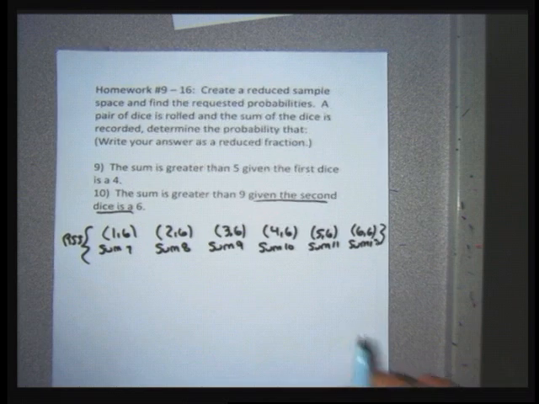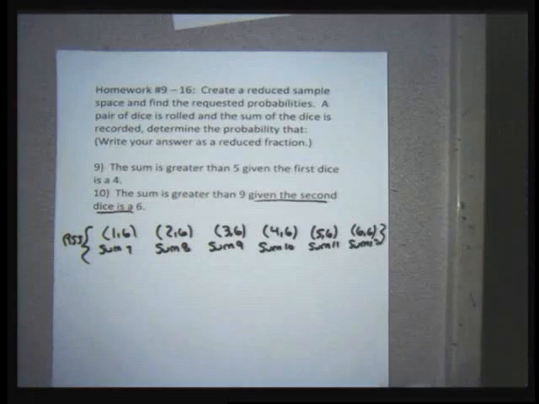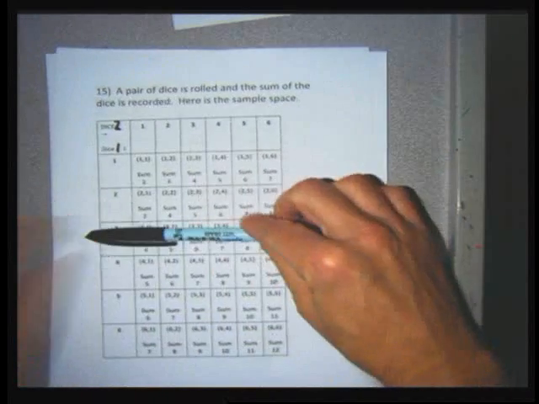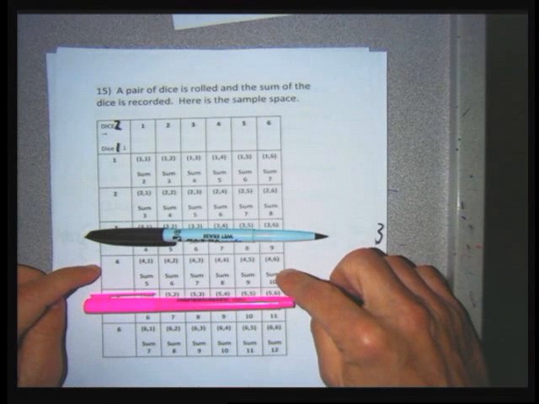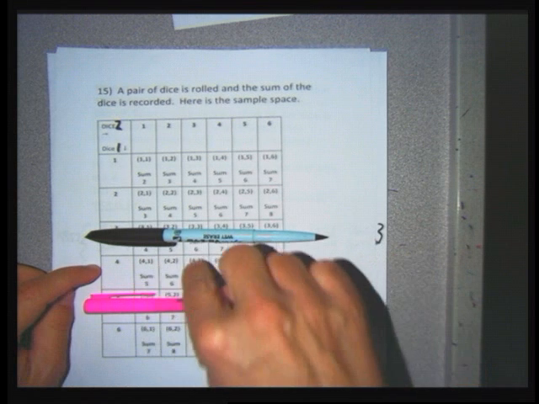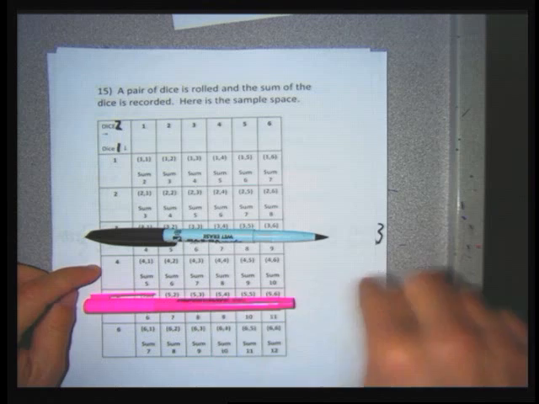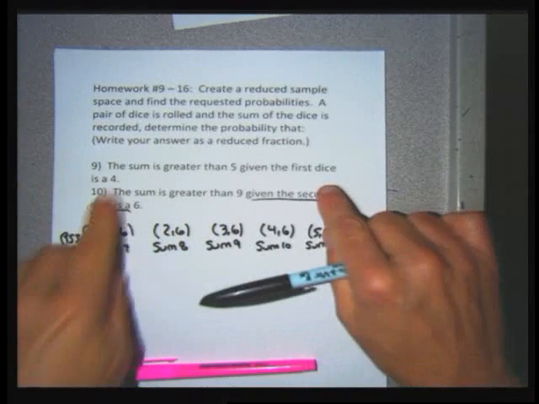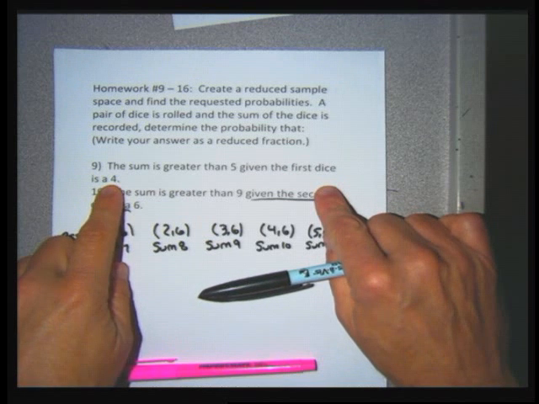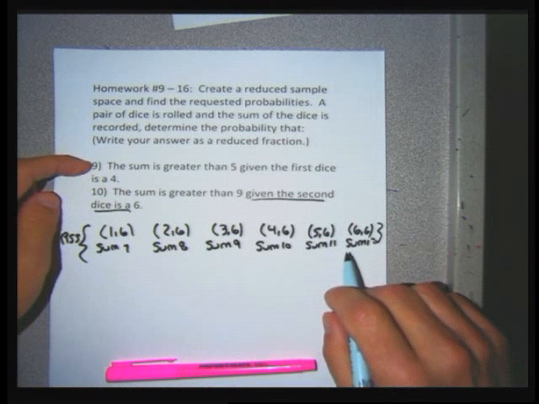If you're making a stab at problem number 9, the portion of the sample space that you're going to need is this row right here. That row is the part of the sample space that has a first dice of 4. So your reduced sample space is going to have 4 1 sum of 5, 4 2 sum of 6, all the way to 4 6 sum of 10. The reason it has those is because yours says given the first dice was a 4. So for number 9, your reduced sample space is going to have 6 elements, but a different 6 elements than mine.